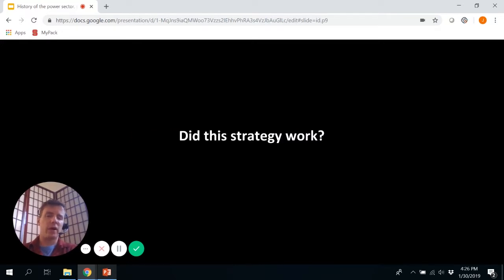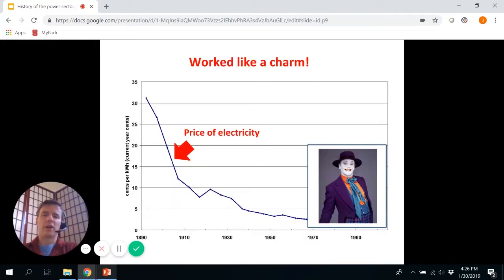So did this strategy work? Let's take a look. It did. It worked like a charm. From the early days of the electric power industry until about 1970, the price of electricity dropped precipitously. And you can think about everything that happened in the United States over this time period. I mean, a decreasing price of electricity was extremely important to the economic development of the United States.